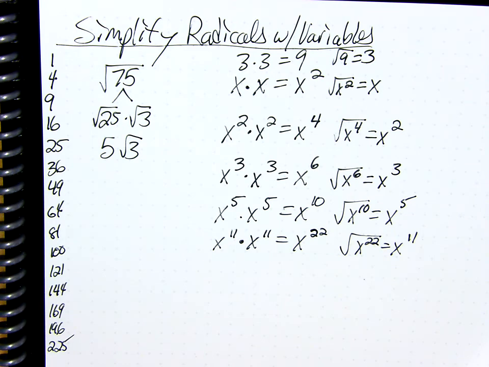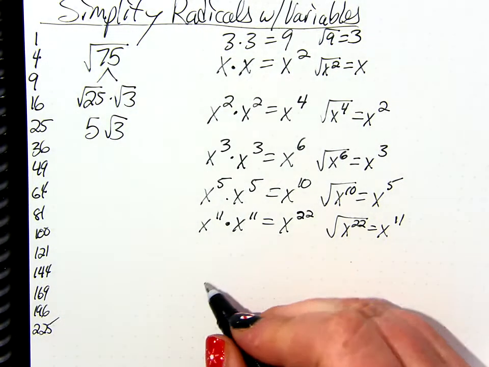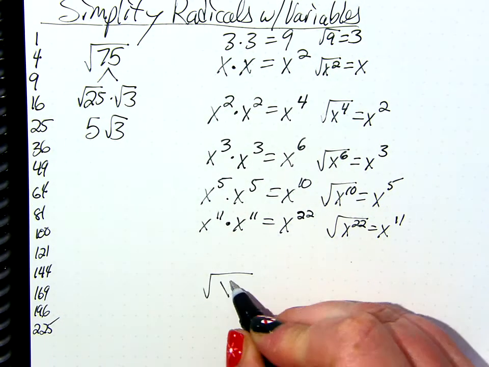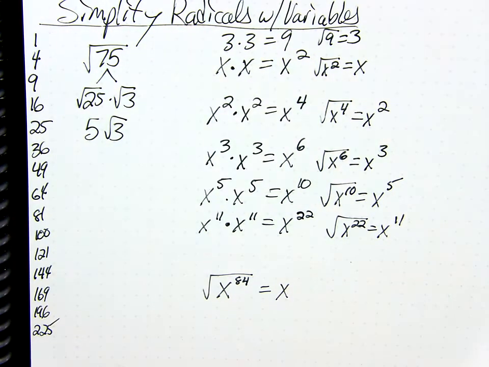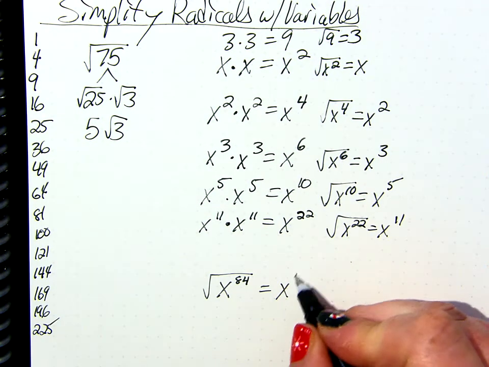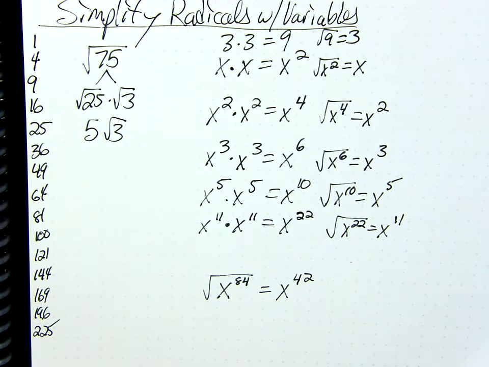It's just half. So to take a square root of a variable raised to an exponent, all you have to do is take half of its exponent. Does that make sense? So, in other words, if I asked you, what is the square root of x to the 84th? You know right away it's just x to the 42nd. It's just half of it, right? That's it.